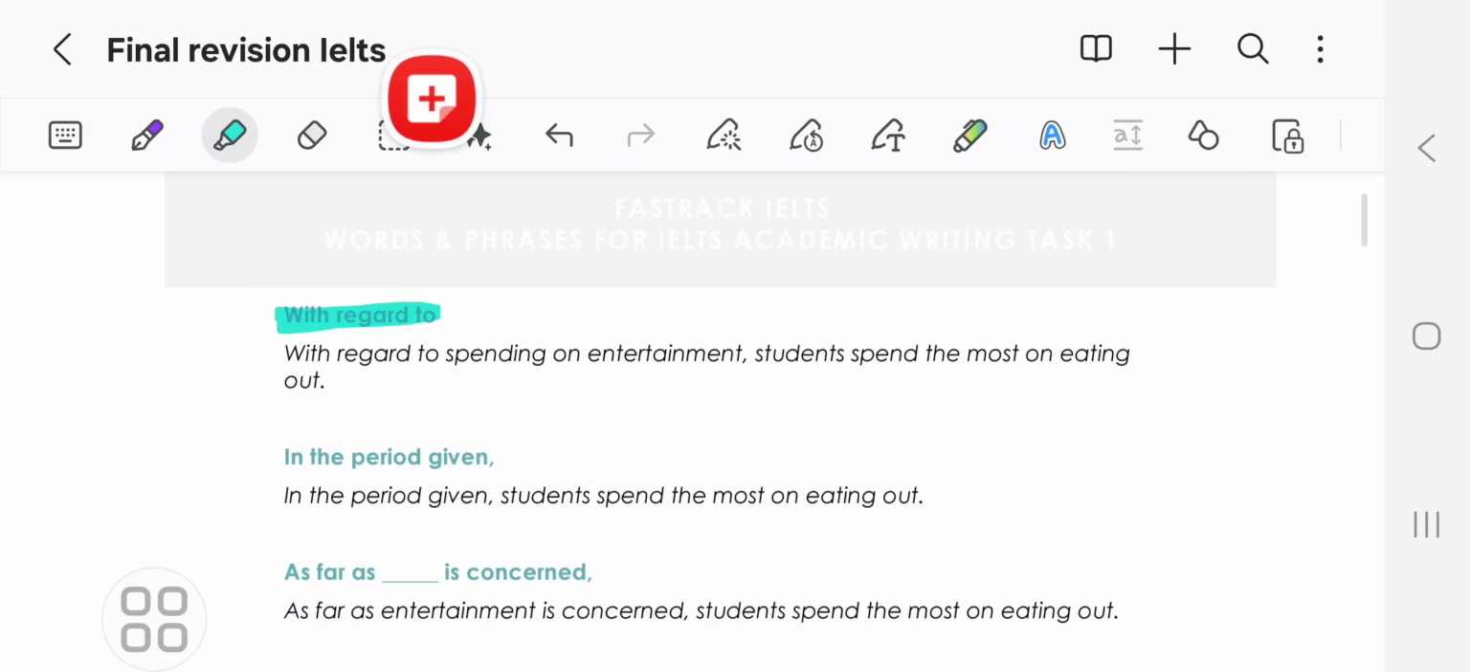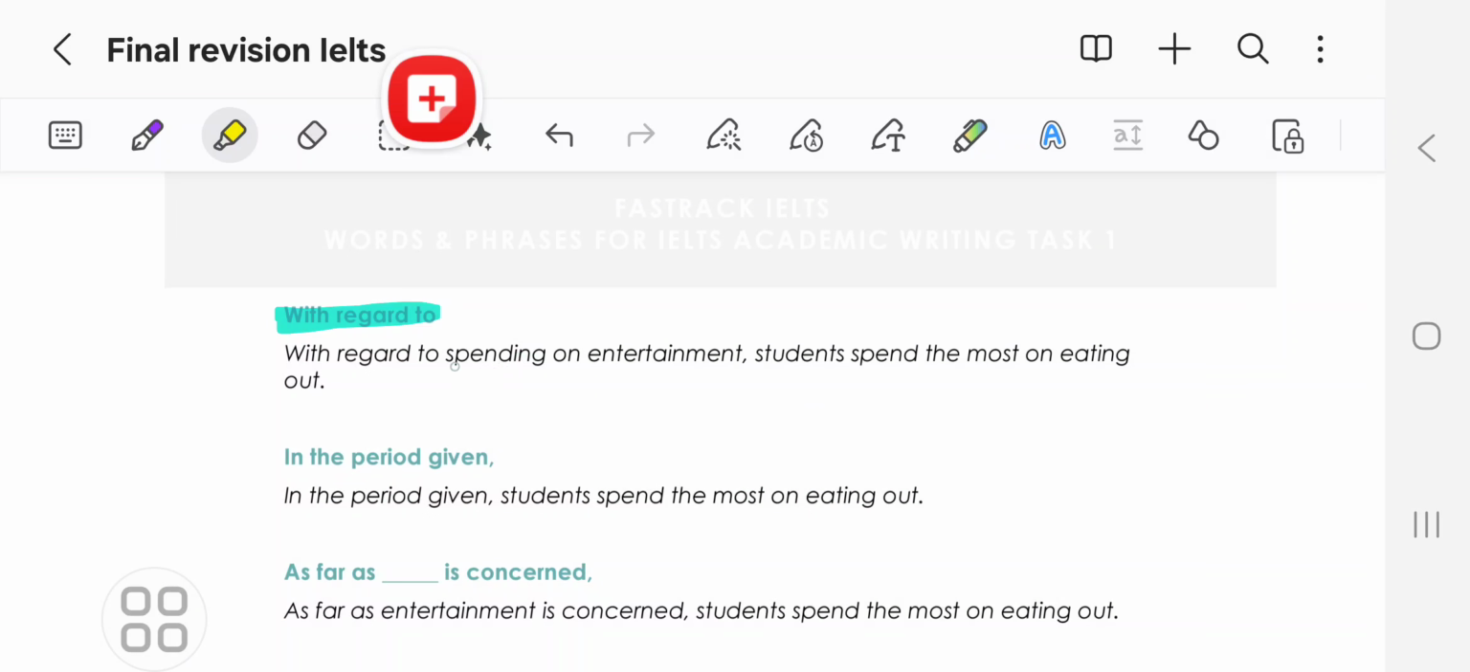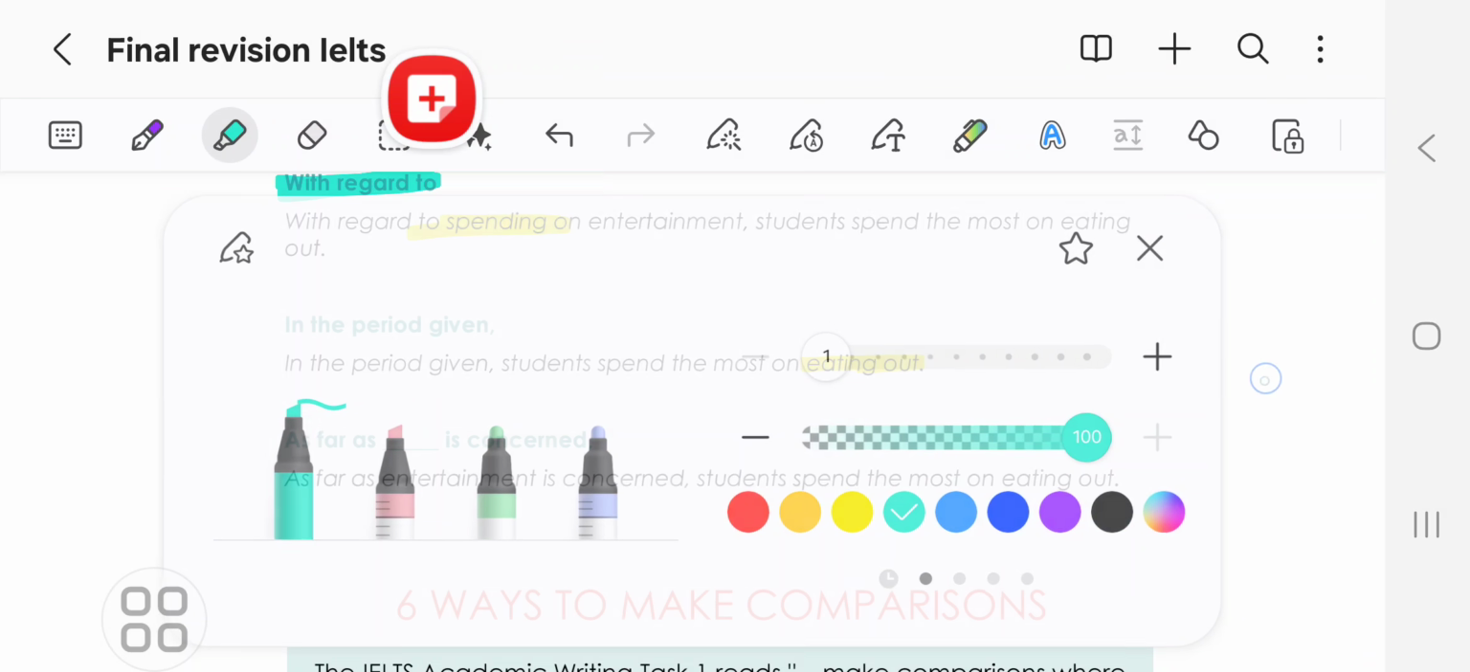You can start the paragraph by saying with regards to spending. Okay, with regards to spending, you have to understand this. With regards to spending you have to talk. And then in the period given, students spend most on eating out. Okay, again, as far as entertainment is concerned. Okay, so that you have to keep in mind.